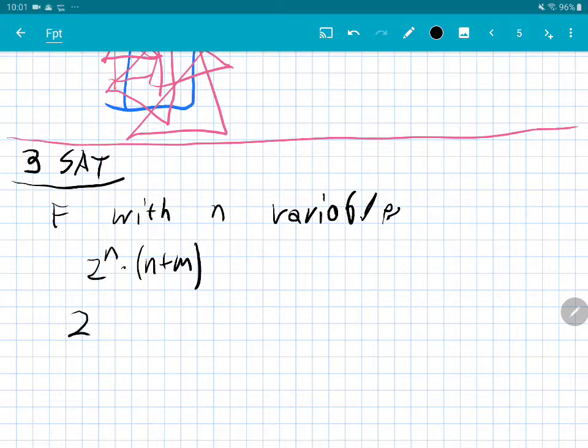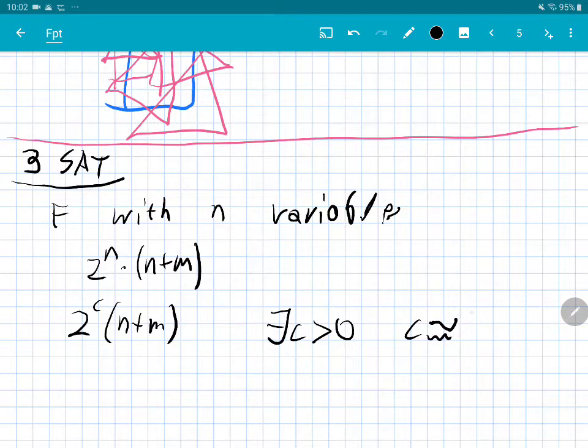So there is some constant c, bigger than 0, where you can do better than that. I think currently c is something like a half. I don't remember the exact value, it doesn't really matter that much. So by being very clever, you can do better. And I think, in fact, it's a randomized algorithm, the best algorithm currently known.